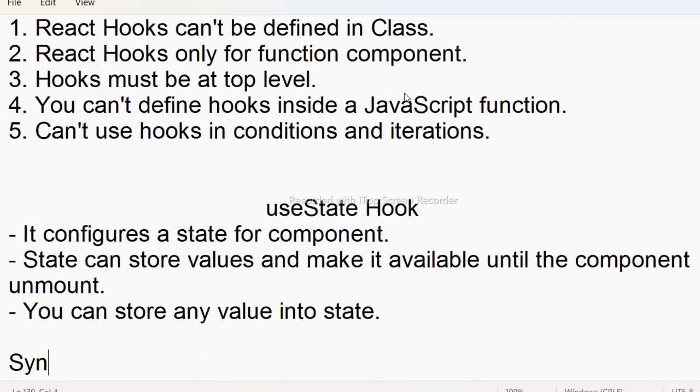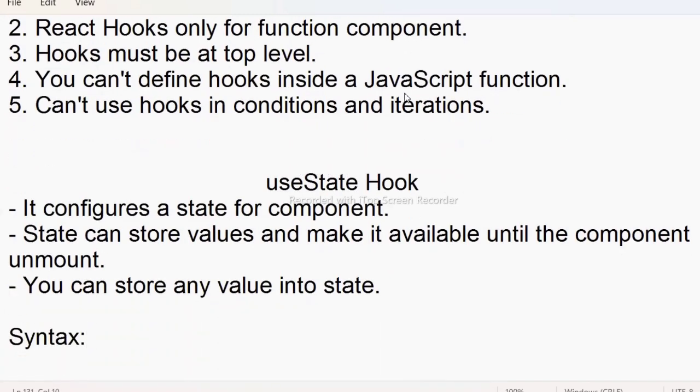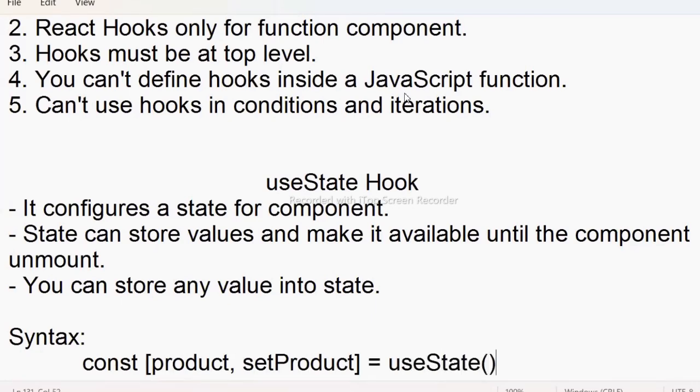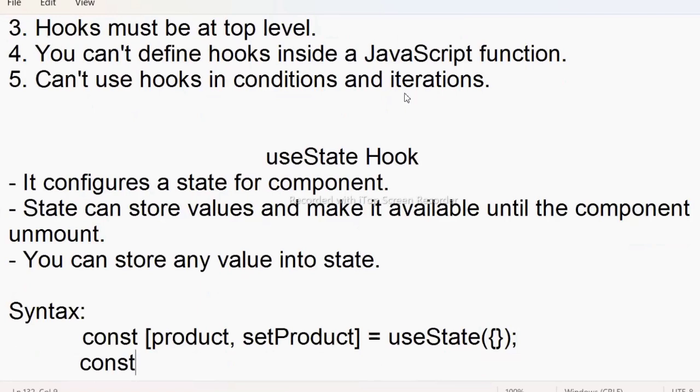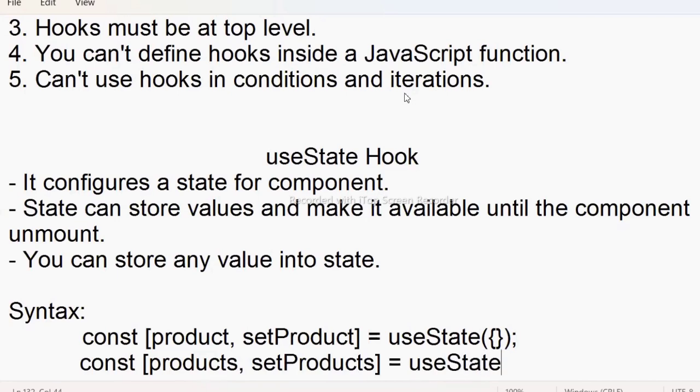Syntactically we already learned this, so no need to explain it. What we have to do is define a constant product, and we have set product, and it is what type? useState. Suppose it is an object. Suppose we have a constant, some products, and set products, and this is useState, and it is an array type.